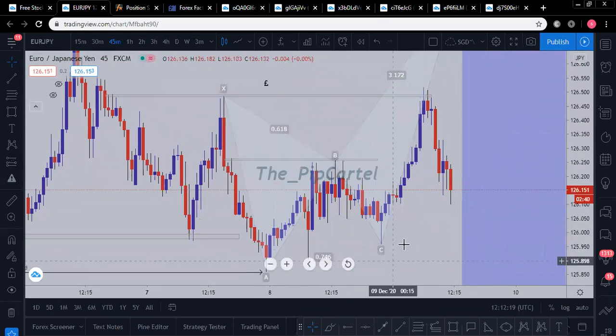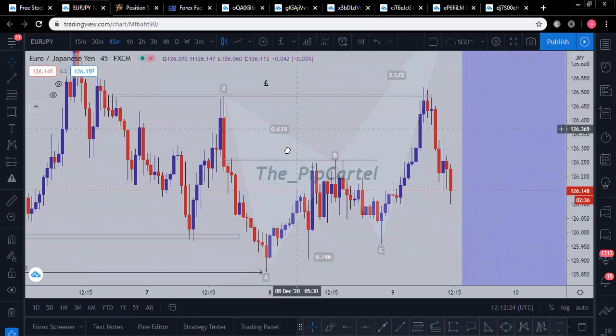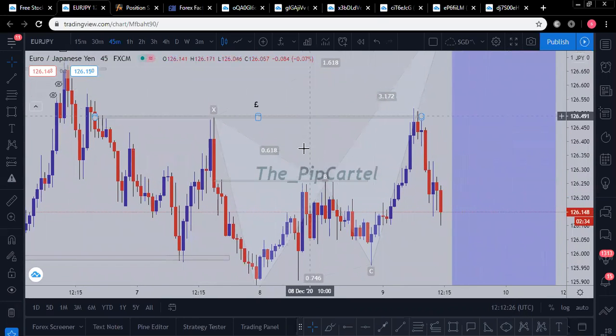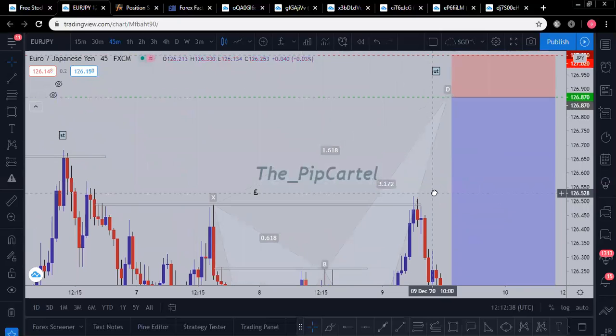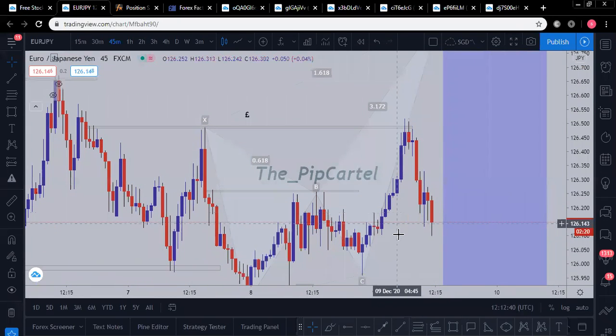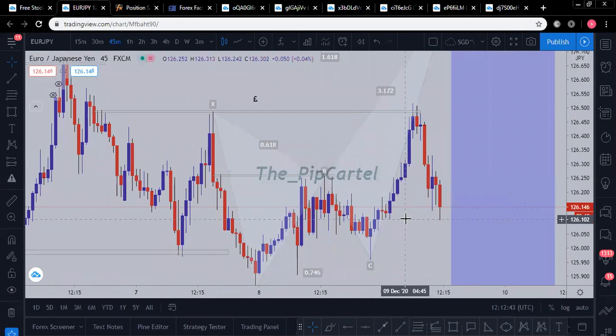But if this C point of this pattern right here, this crab pattern, got broken, then this pattern is no more valid. The pattern is no more valid, but the entry is still very much valid. All right, and I will show you the reason for that now.